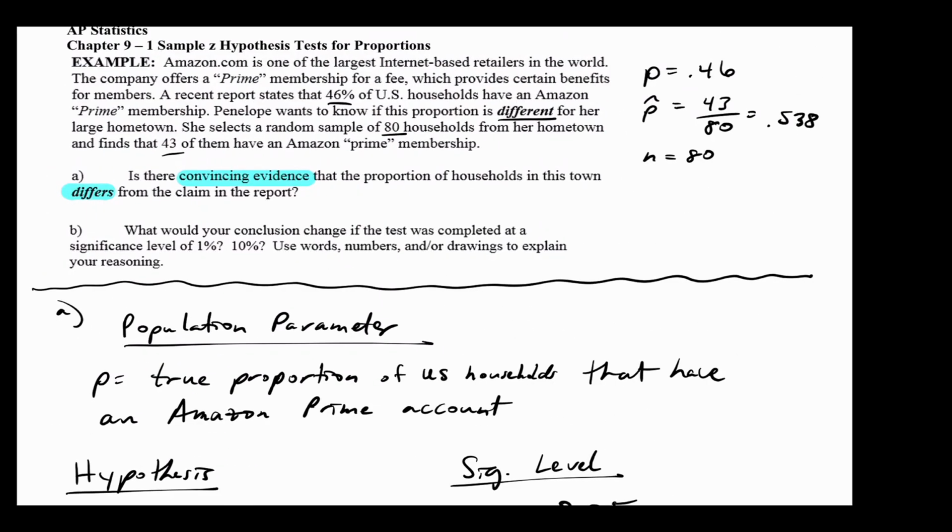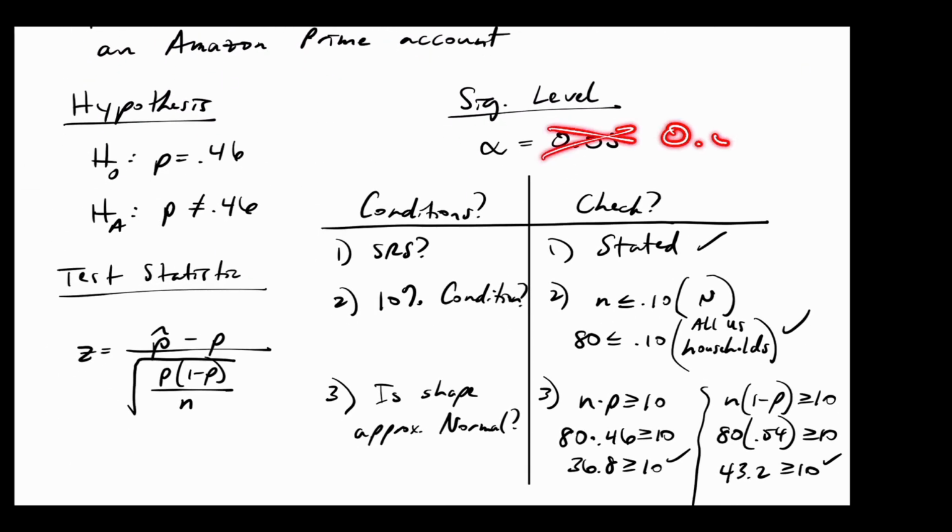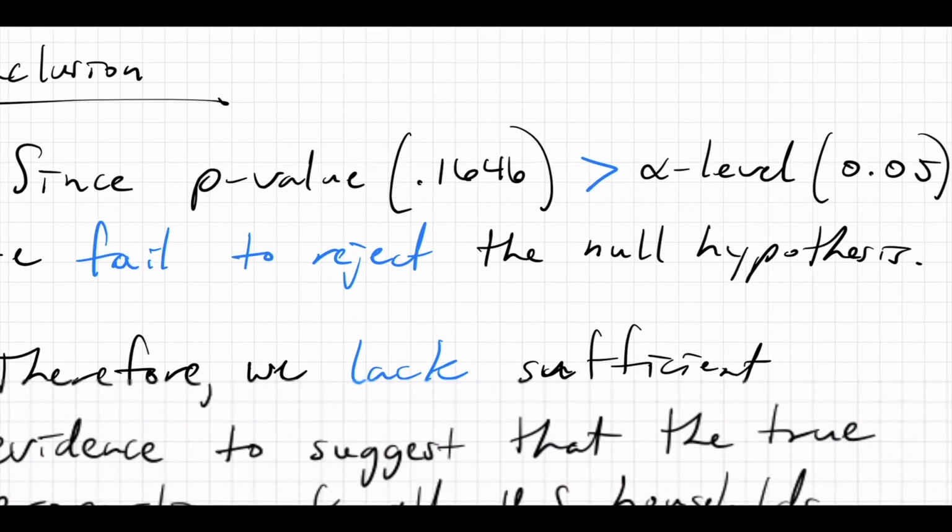All right. And then question B says, what would your conclusion, so just the conclusion, what would your conclusion be or would it change if your significance level was 1%? So if our significance level was 1%, would our conclusion change? No. Our conclusion would not change.